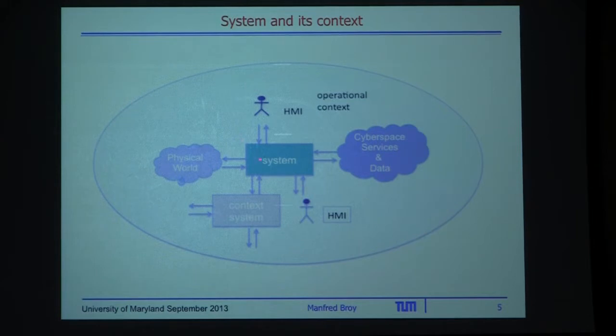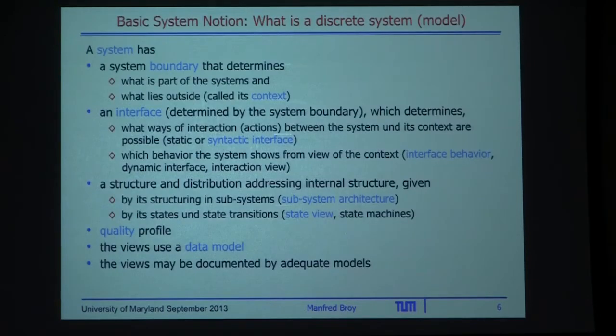Here you have your system, and you have to decide which part of the world is the system, and what are the boundaries to the other parts, which part of the rest of the world is relevant for the system, and how is the interaction. And this leads to our basic notion, what is, for the moment, a discrete system model.